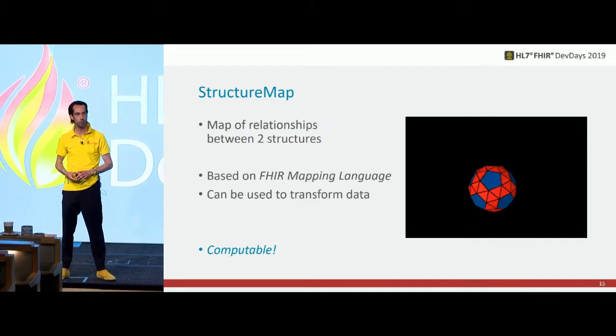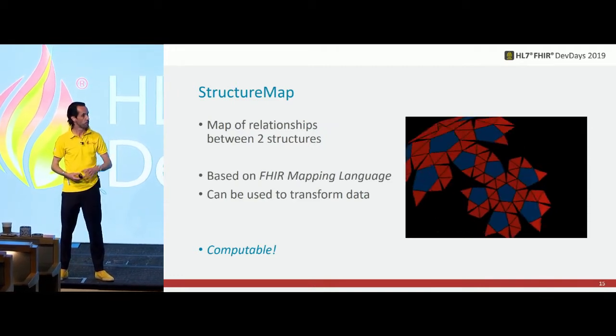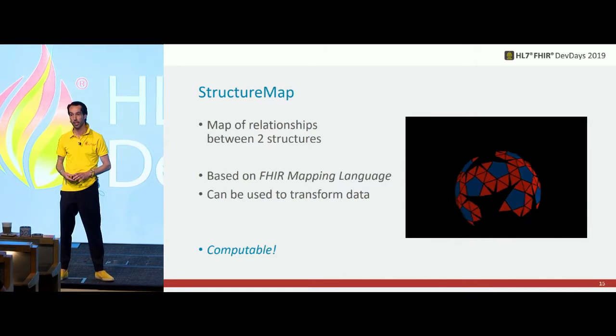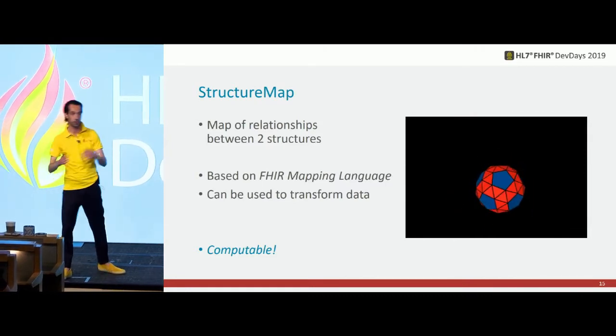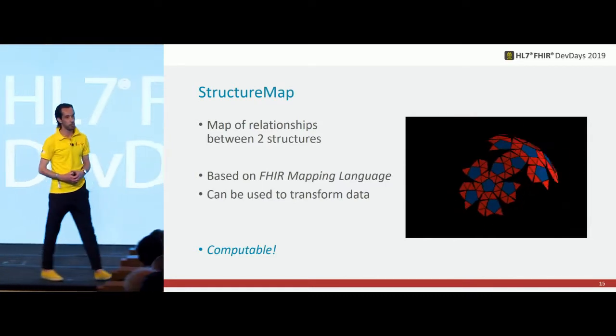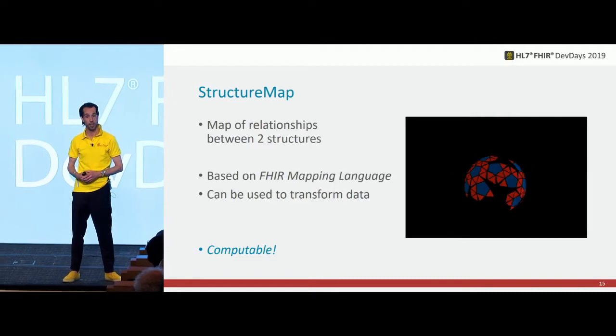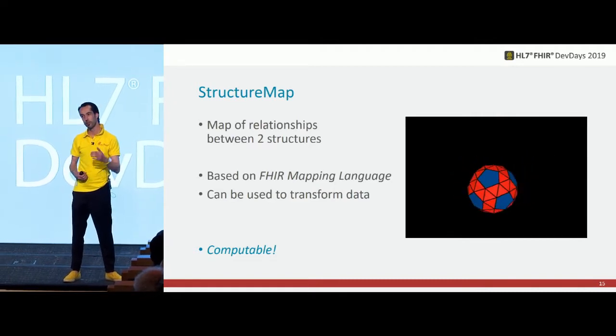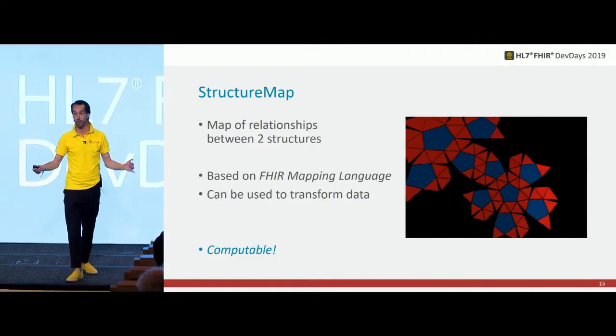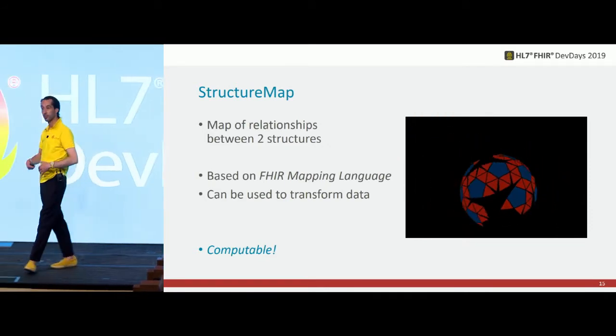Structure map is fairly new. It is at a lower maturity level, still being developed, but it allows you to map one structure to another. That's very useful if you need to map, for example, legacy standards onto FHIR. Or you can also use it to map a logical model onto a set of concrete FHIR resources. And again, you can do it in a computable way.